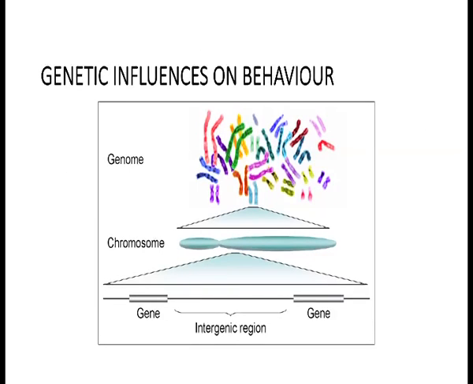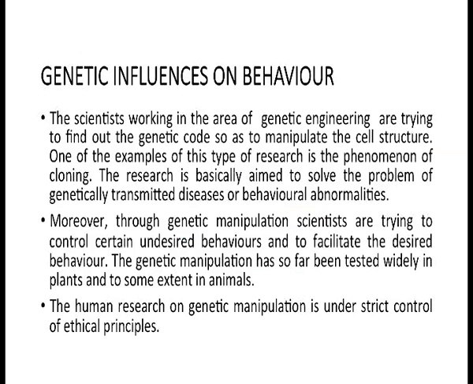Multi-factor inheritance involves the action of several genes. The scientists working in the area of genetic engineering are trying to find out the genetic code so as to manipulate the cell structure. One of the examples of this type of research is the phenomenon of cloning.